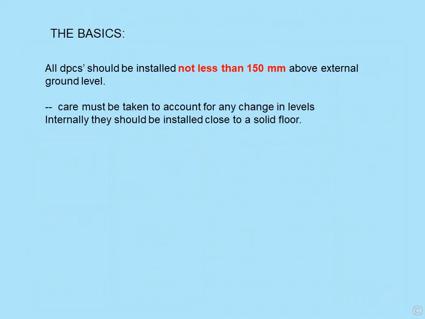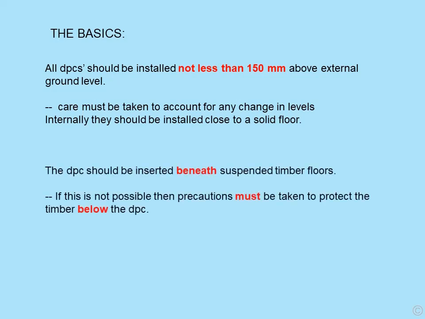All damp-proof courses should be installed not less than 150 mm above external ground levels, and care must be taken to account for any changes in level. And internally, they should be installed as close as possible to a solid floor. Where the floor is a timber suspended type, it needs to be inserted beneath the timbers. If that is not possible, then one must take precautions to protect the timber, because it is now below the DPC.